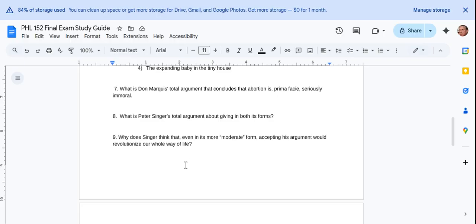Number nine, why does Singer think that even in its more moderate form, and that would be the second version of his second premise, accepting his argument would revolutionize our whole way of life? You've got to sit down and read it, and he tells you why. Even in its less demanding form, if you really accepted and lived by his argument, it would revolutionize our whole way of life in terms of what we thought our duties were to others and what we thought we had a right to do with our disposable income.